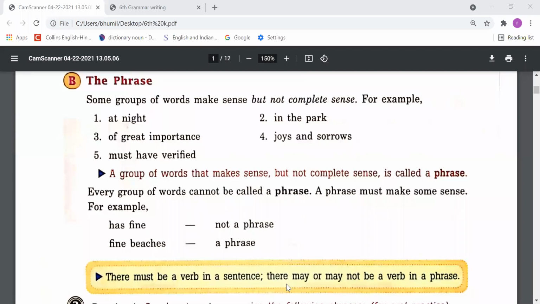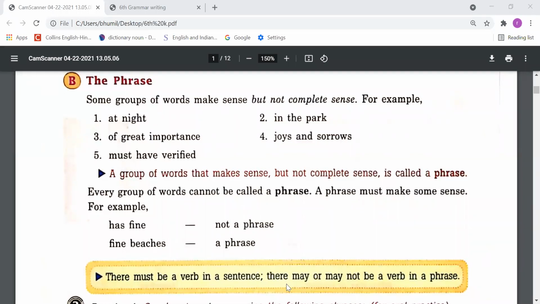Like at night, in the park, these are the phrases. These are the groups of words. But these groups of words are not giving complete meaning and complete sense. So we need to call them phrases, right? So let's understand this term, phrase and sentence, with some examples.